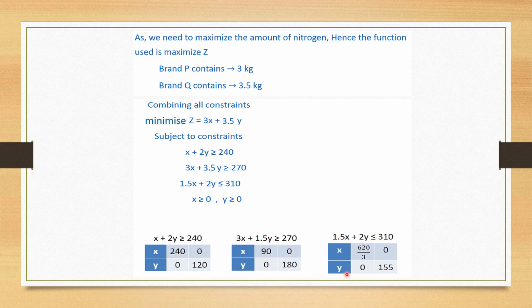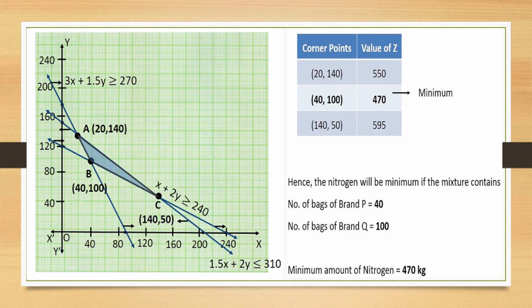So we got the points as 240, 0 here, 0, 120 here. And 90, 0 and 0, 180 here. And 620 by 3, 0 and 0, 155 here. So let us plot. Now let us plot the graph of these inequalities.